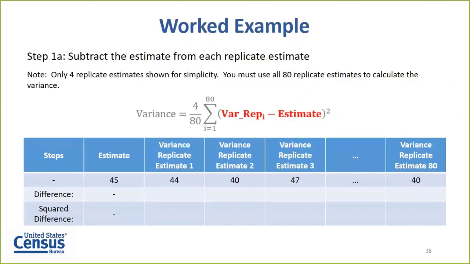So now we will work through calculating the margin of error. So first we'll calculate the variance. Recall there were 4 steps to do this. The first was to create the 80 differences by subtracting the estimate from each replicate estimate. Note that I'm only showing 4 replicate estimates so as not to overclutter the slides, but you will need to use all 80 replicate estimates when calculating the margin of error. Note also that the variance formula is shown in the middle of the slide, and for each step, the relevant portion will be highlighted in red.